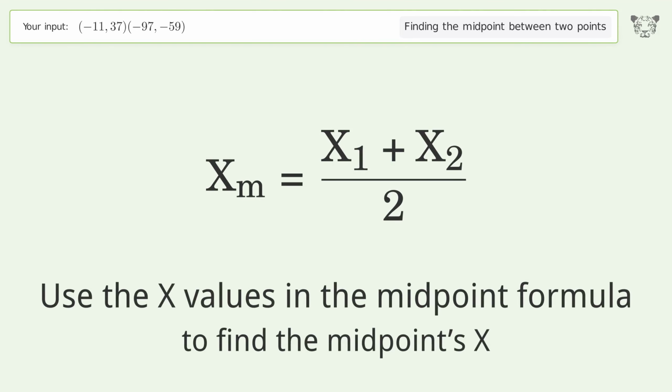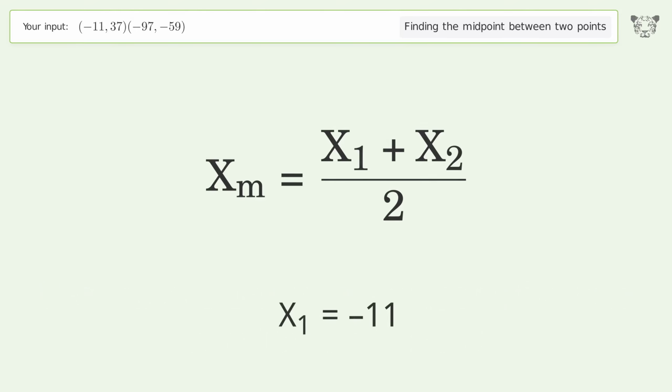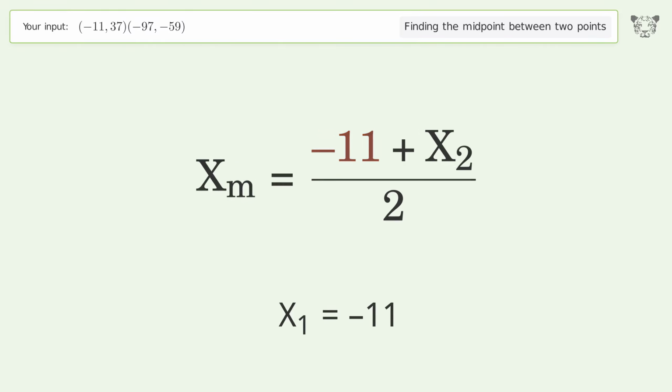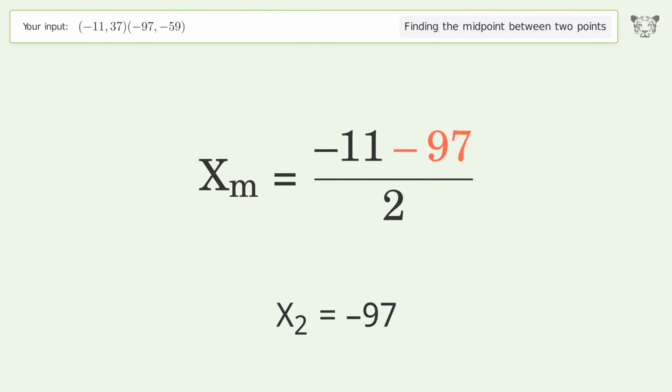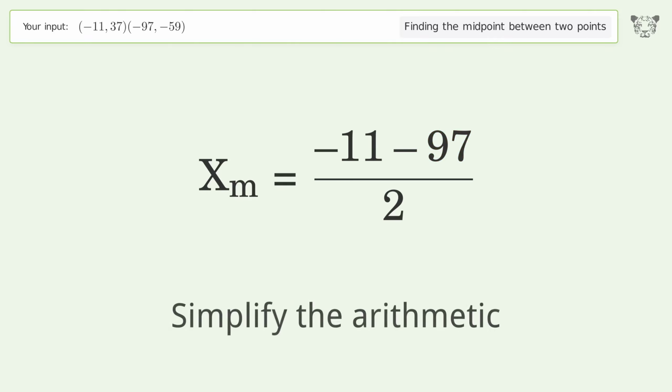Use the x values in the midpoint formula to find the midpoint's x. x1 equals -11. x2 equals -97. Simplify the arithmetic.